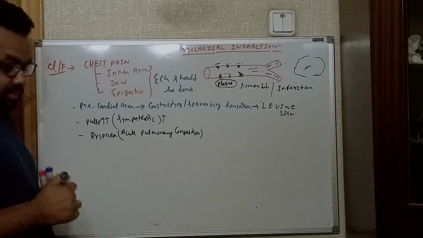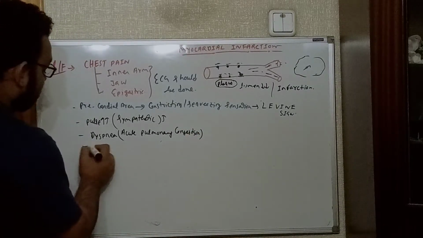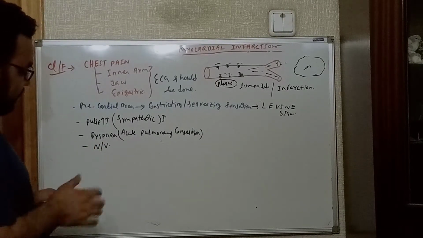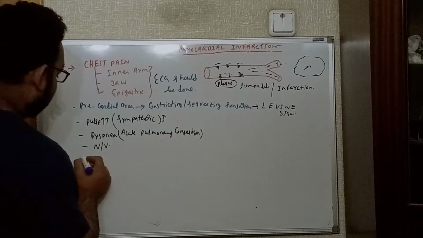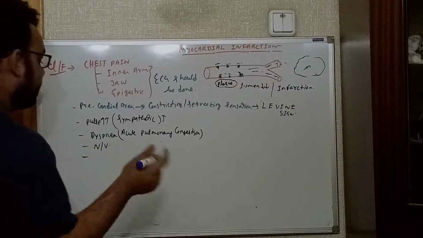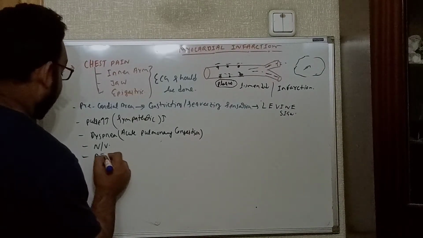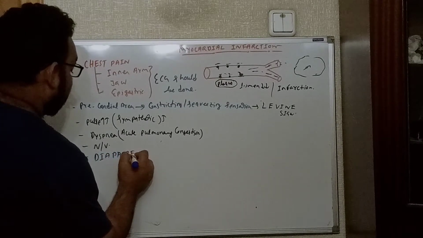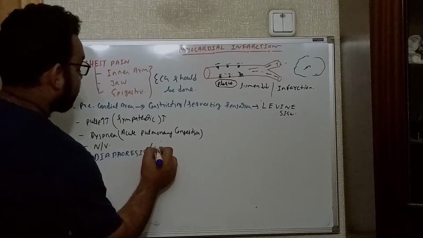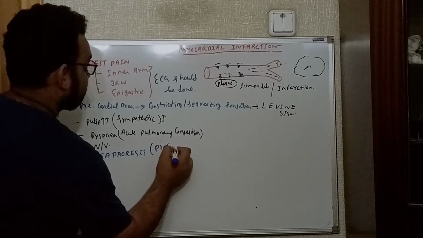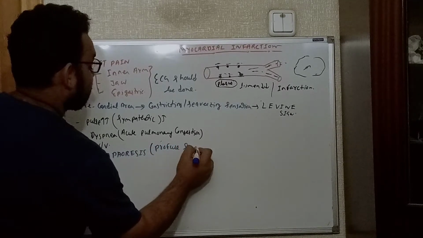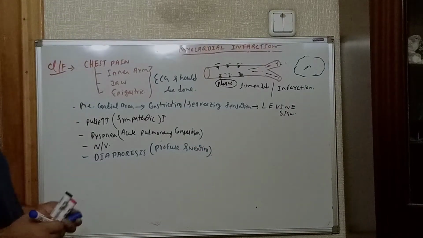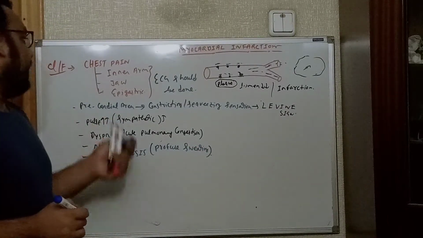Along with that we can also see nausea and vomiting. Then the last symptom I am mentioning, though there are many more symptoms and I am just saying a few of them, is diaphoresis. That is profuse sweating. You see the profuse sweating over here. So this type of clinical manifestation we can see in terms of myocardial infarction.